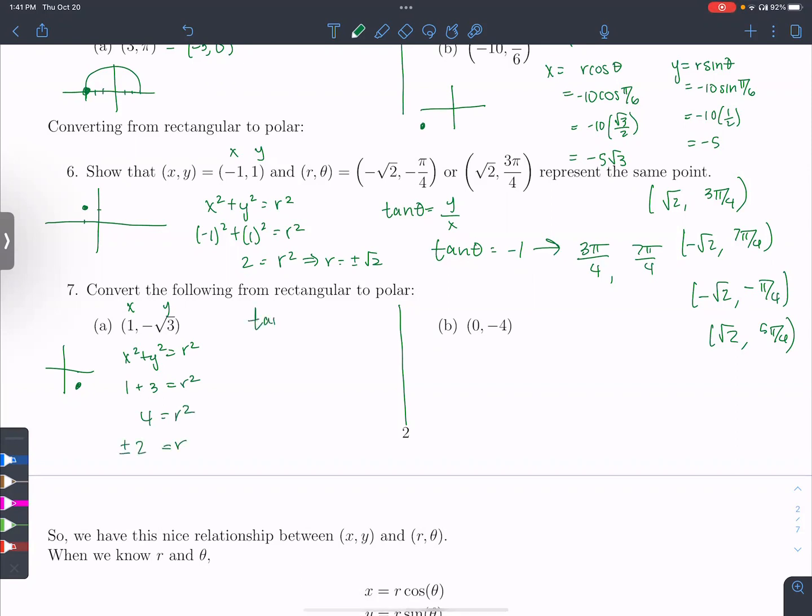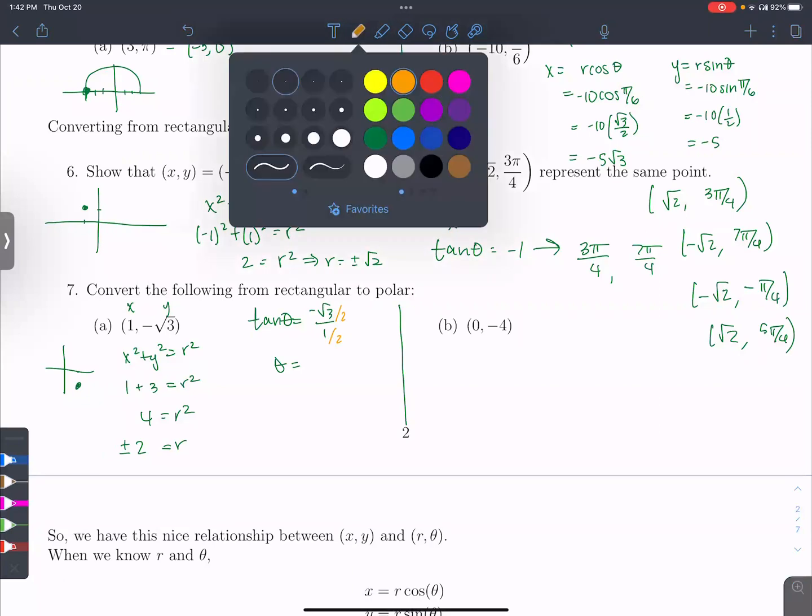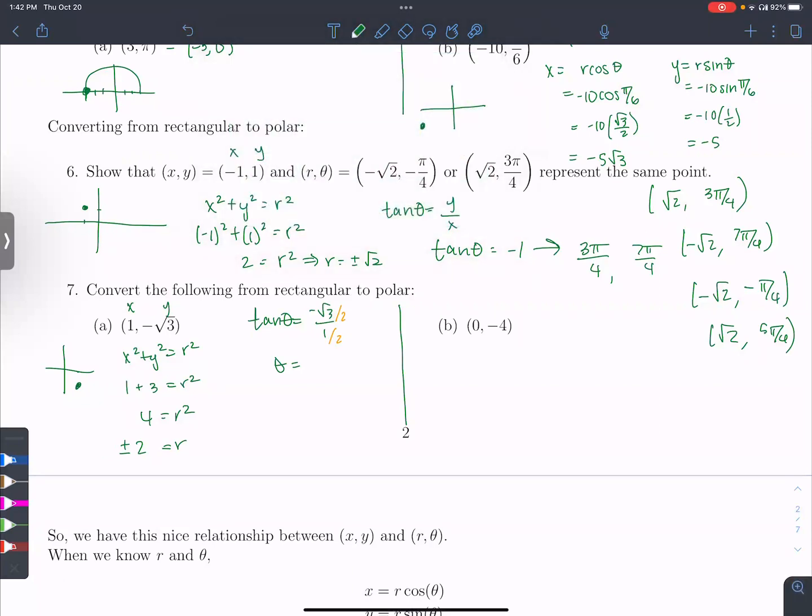And then tangent of theta is y over x, so theta is going to be tan inverse of that. So I'm thinking, where is tangent equal to √3 over 1? That would be where sine is √3 over 2. So that happens at pi over 3, and this would be -pi over 3. So an ordered pair that works here would be +2, -pi over 3. And that's in the right spot. You would go +2 and then rotate down to -pi over 3.